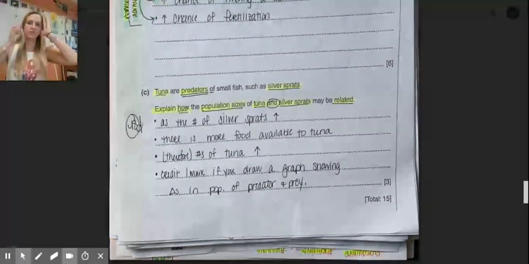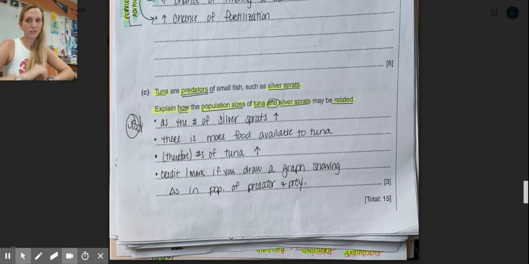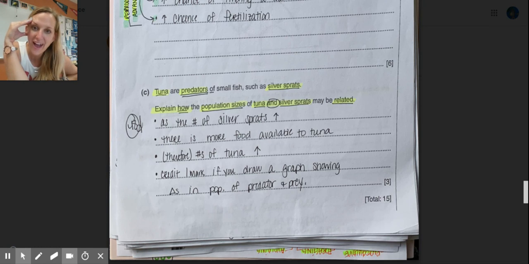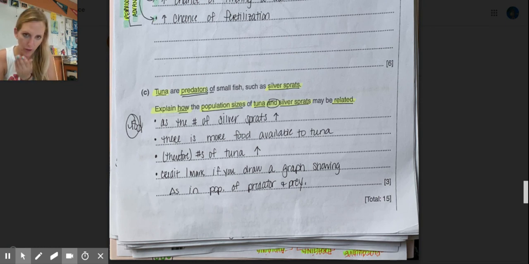All right, tuna are predators of small fish, like silver sprats. Explain how the population size of tuna and silver sprats are related. So really it's pretty much the same question, how predator and prey are related, and they're giving you the example. As the number of silver sprats increases, there's more food available for the tuna. Therefore, the numbers of tuna can increase. If you drew out a graph showing this, you could get 1 mark. So they control each other.